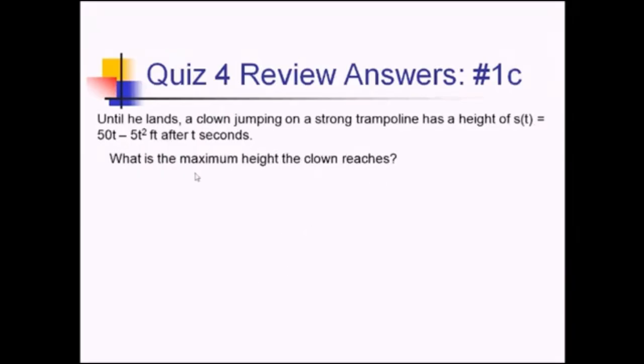For this problem, we want to know the maximum height the clown reaches. So just maximizing functions in general, we want to know where the derivative of the function we're trying to maximize equals 0. So I'm going to let S prime, which again is 50 minus 10t, equal 0. And where does that equal 0? Well, if you subtract 50 and divide by negative 10, then that reaches 0 at time 5.